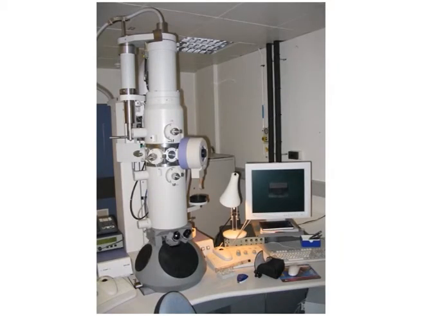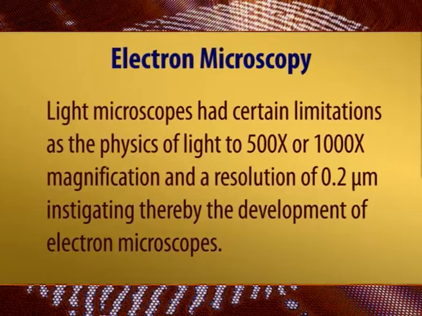Let us come to electron microscopy. Now, electron microscopes are scientific instruments that use a beam of extremely energetic electrons to study objects on a precise scale. This examination can produce information about the topography, morphology, composition and crystallographic information about the object. Light microscopes had certain limitations, as the physics of light limits them to 500x or 1000x magnification and a resolution of 0.2 micrometer, instigating thereby the development of electron microscopes.